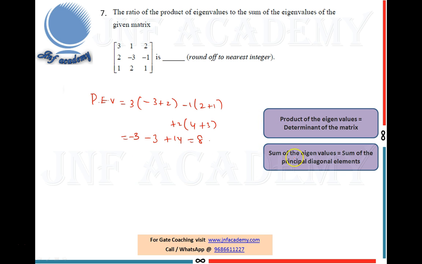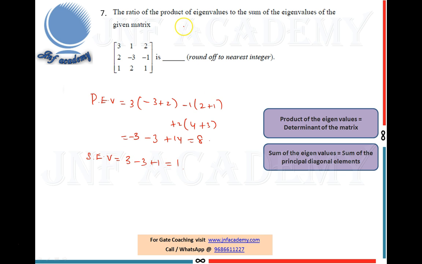Next, the sum of the eigenvalues equals the sum of the principal diagonal elements. What are the principal diagonal elements? 3, minus 3, plus 1. This is equal to 1.